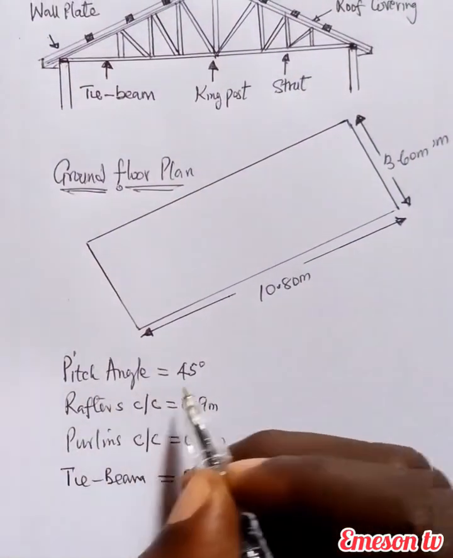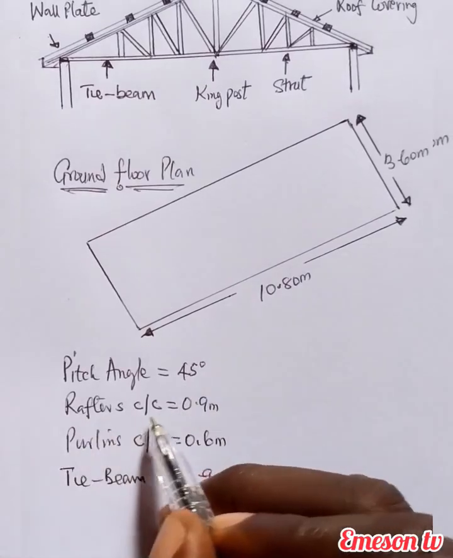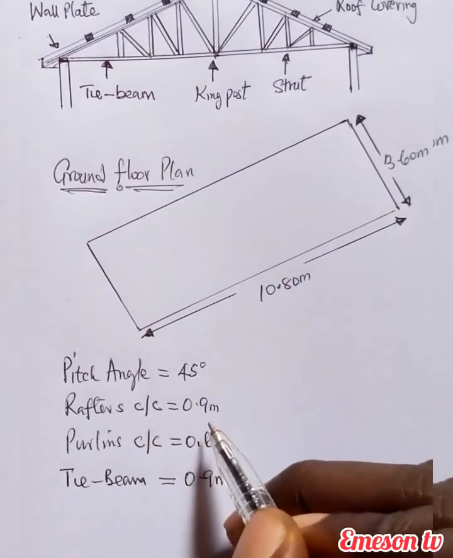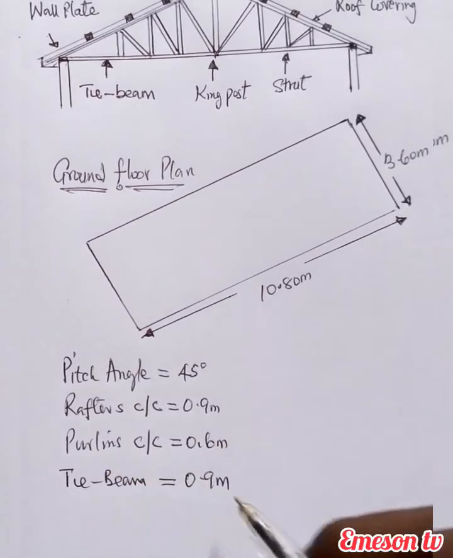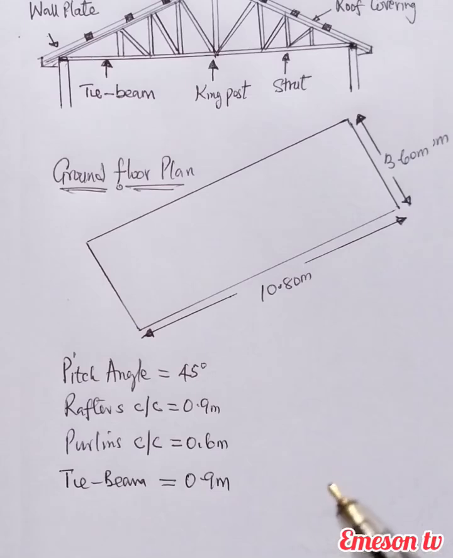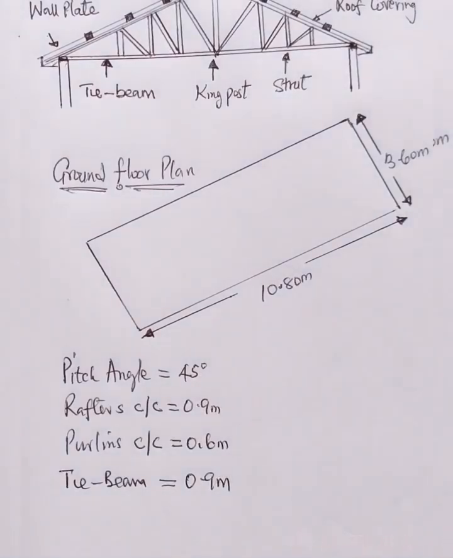Now the pitch angle is 45 degrees. Our rafter center to center is 0.9, that is 900 mm. Our purlin center to center is 0.6, tie beam center to center is 0.9. In my next video, we're going to learn how to calculate for the members one after the other.